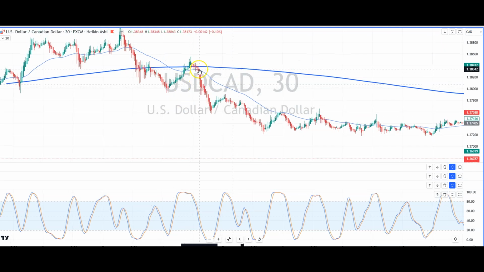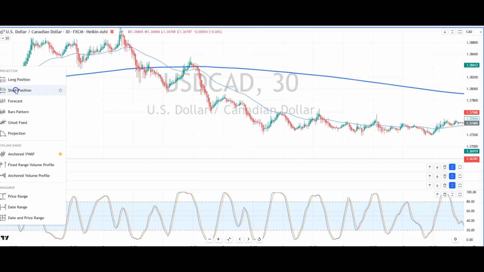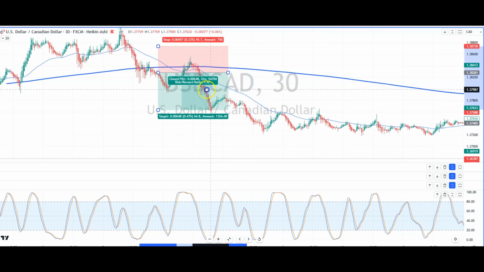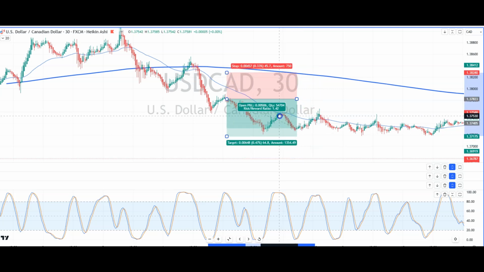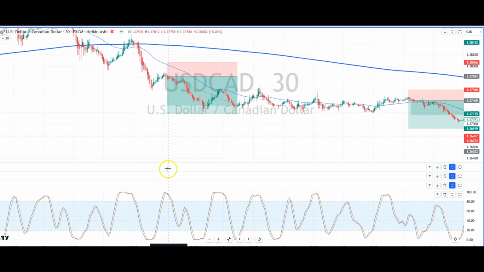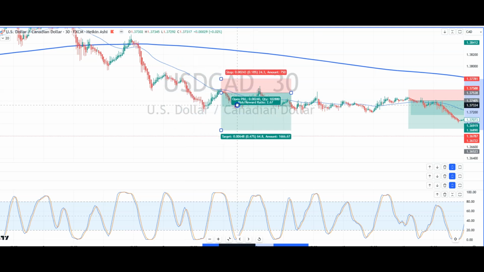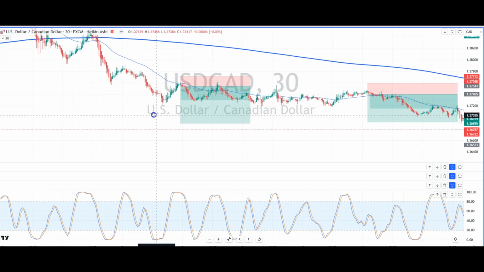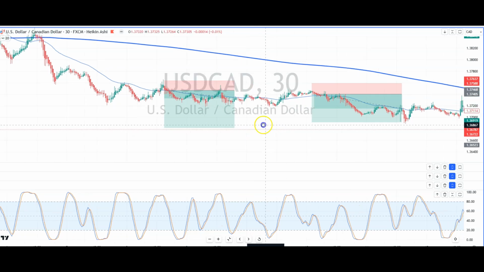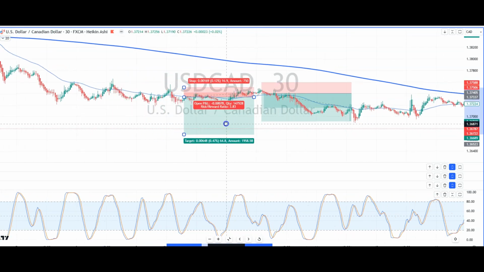for the price to move down below the 50 EMA on the 30-minute chart. Have your entry here. Have your entry here. Just make sure your stop is above the 50. That's really important. There is another one there. So there, above the 50, nice tight stop there. Another one there. Another one there.